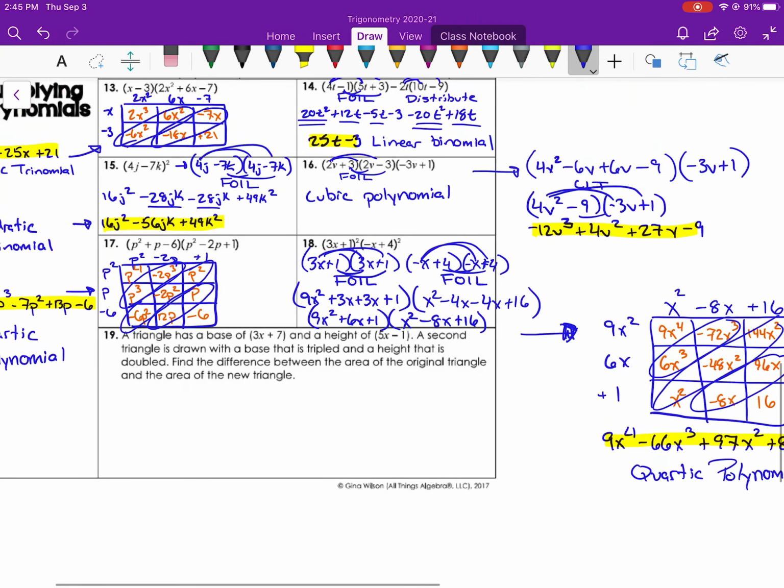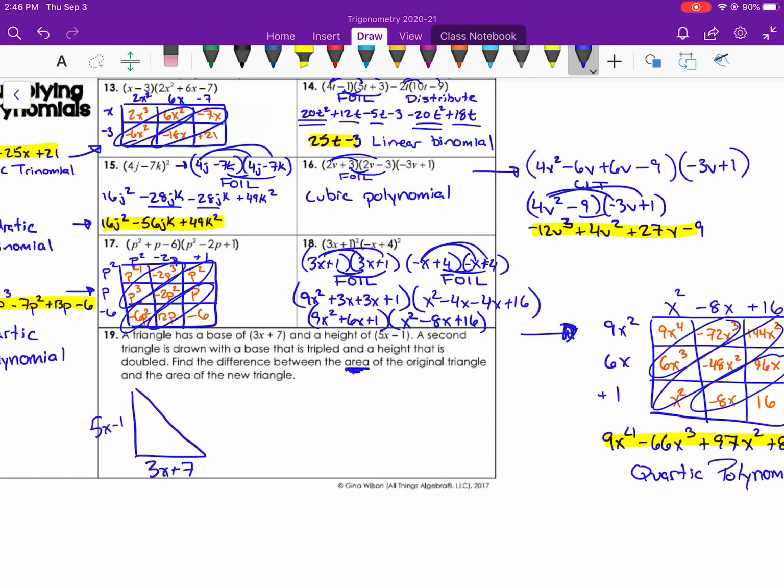Fun word problem. Alright, so we have a triangle. That gives you a base of 3x plus 7. I'll take my time and draw it nicer. Try it again. Sorry, guys. Can't decide what kind of triangle I want to draw. I'll just draw this. So base 3x plus 7. Height 5x minus 1.